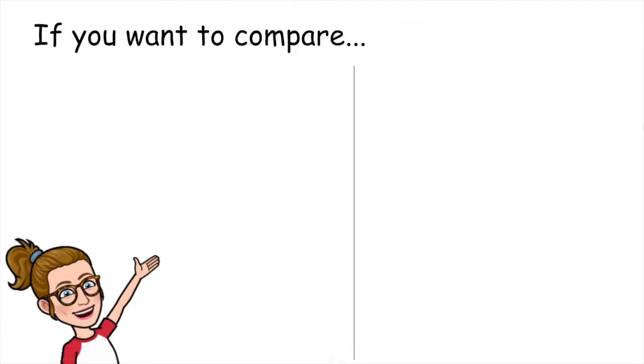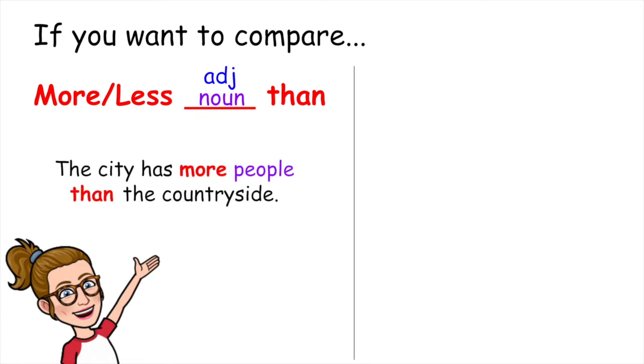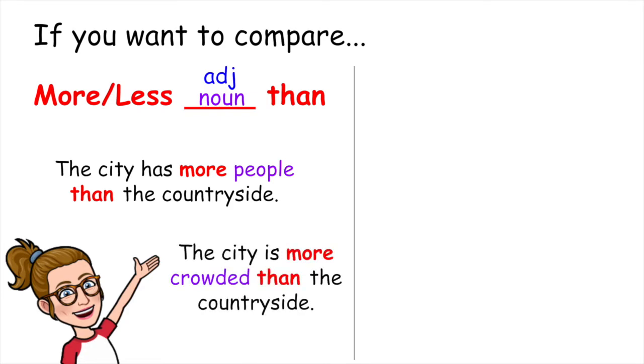So let's review, because I feel like I just gave you guys a lot of information. If you want to compare, you can use more or less than. And this works for adjectives and it also works for nouns. So you can say, the city has more people than the countryside. People is a noun. But you can also put an adjective here. The city is more crowded than the countryside.